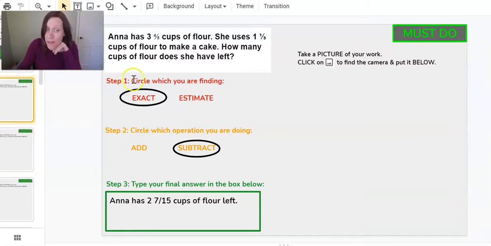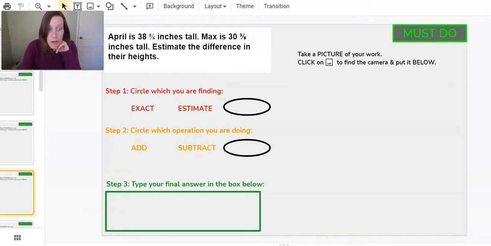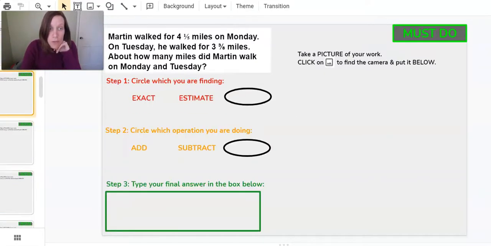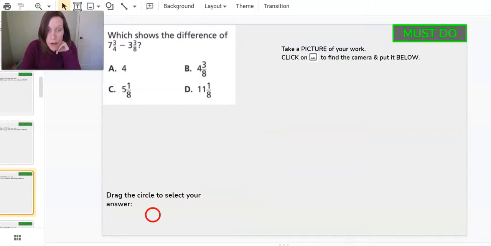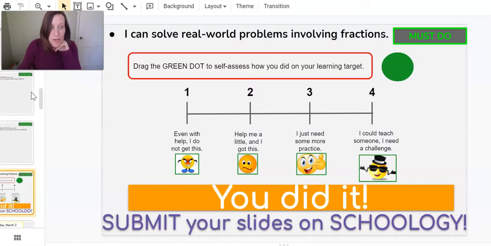So you are going to have problems just like this. They're not always going to be exact and subtract, though. You have to figure that out from reading. So on yours, you're going to read the problem, decide if it's exact or estimate, add or subtract, do the work, and type your answer just like I did. You have 3 problems like that, and then 1 problem where you're showing your work and then just choosing the best answer. And this one you're subtracting. And then you have 1 review problem where you're turning an improper fraction into a mixed number. Rate yourself and submit your slides on Schoology.